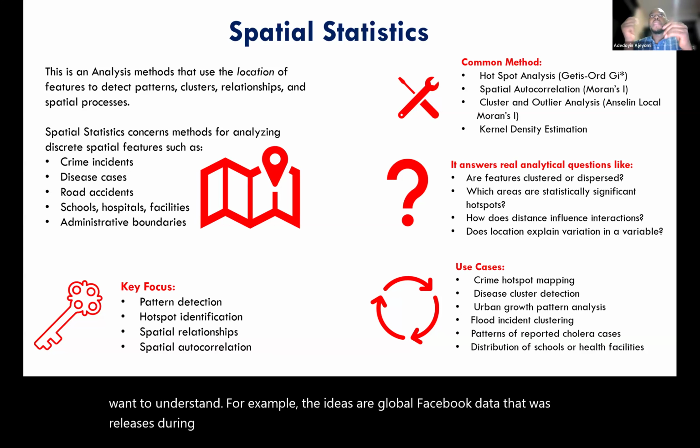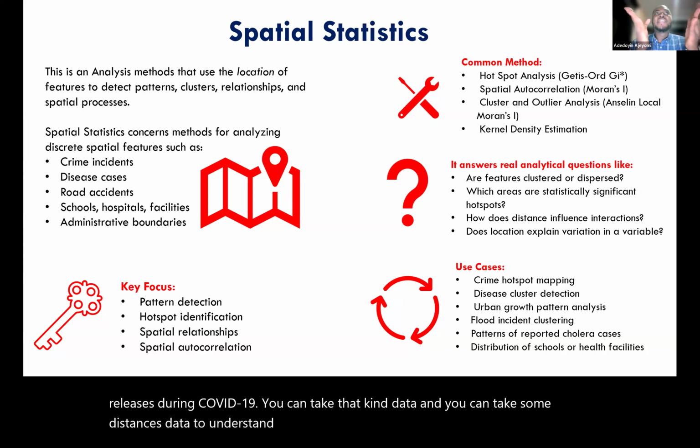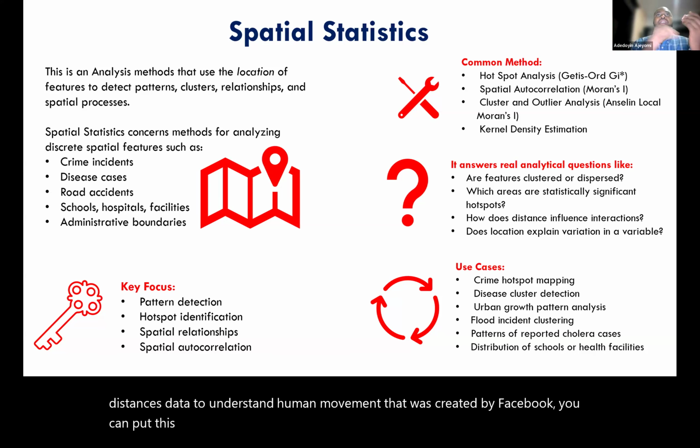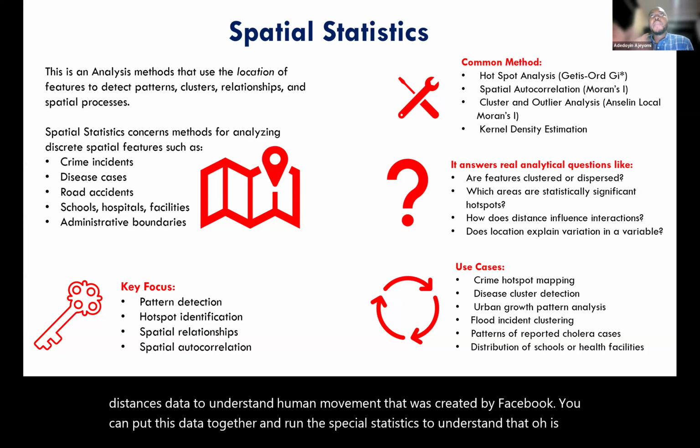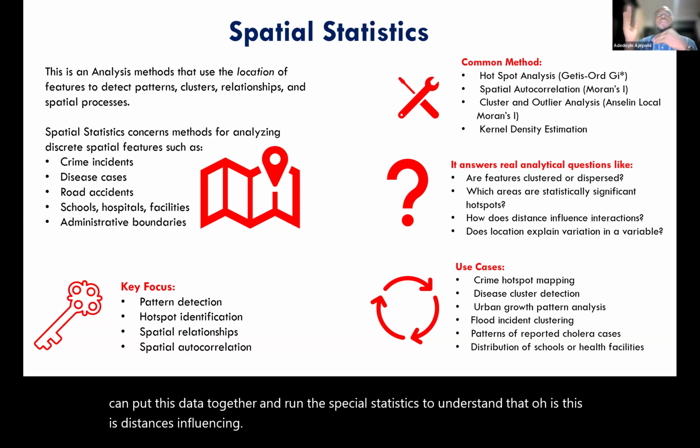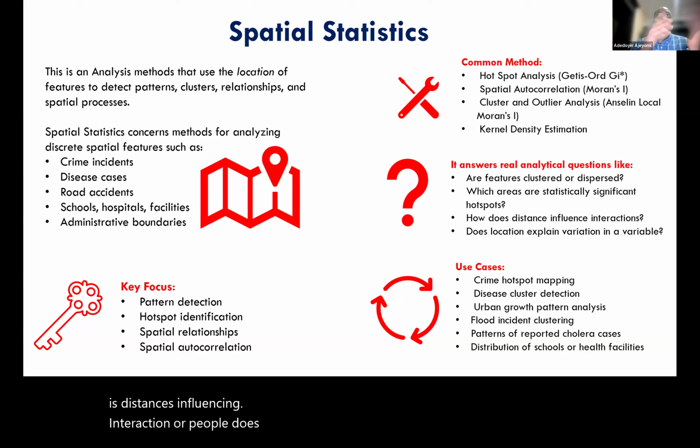You can take that kind of data and combine it with distance data to understand human movement, created by Facebook. You can put this data together and run spatial statistics to understand whether distances influence interaction, or whether people who move more interact more. That can be a research topic for anybody to explore.